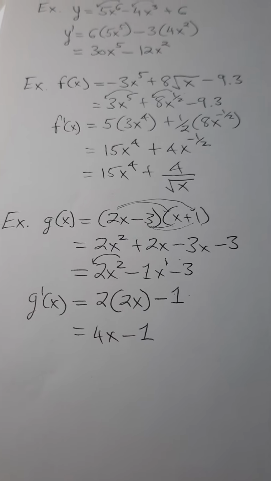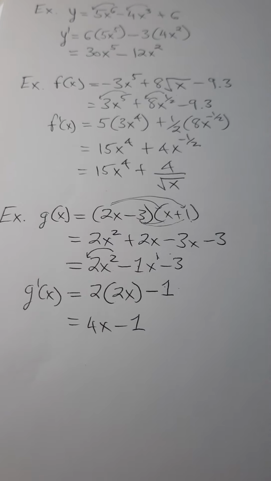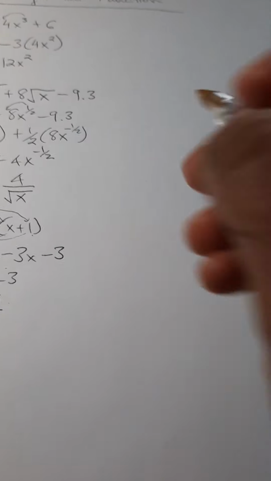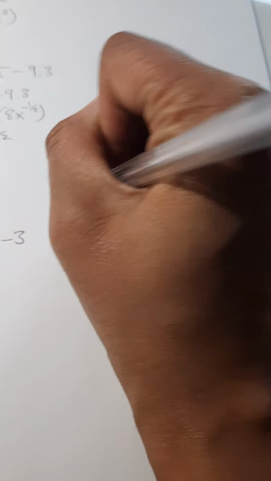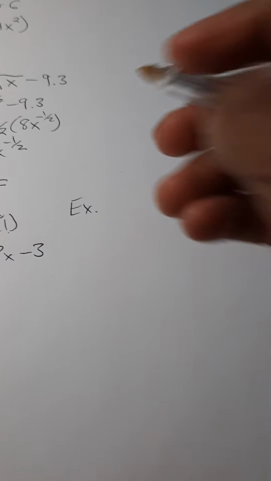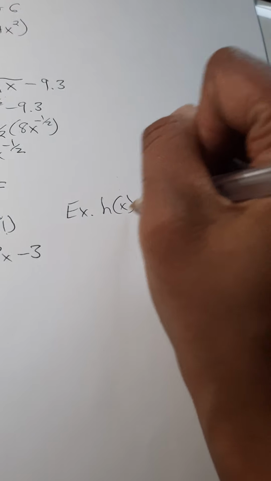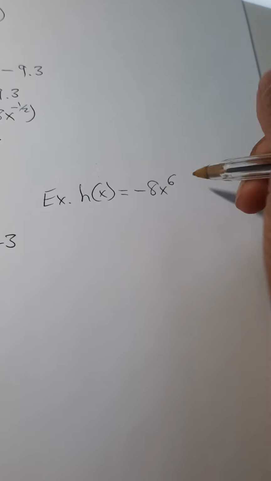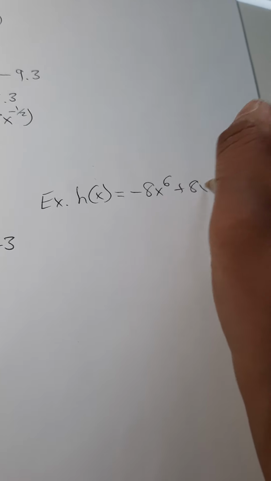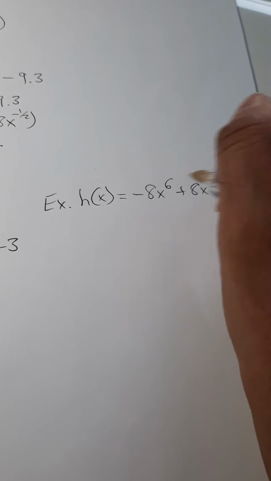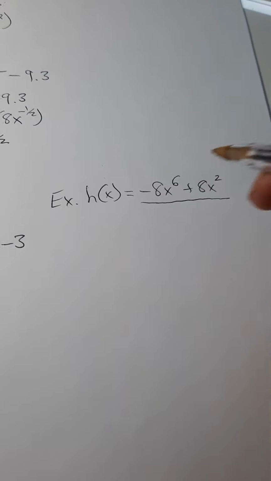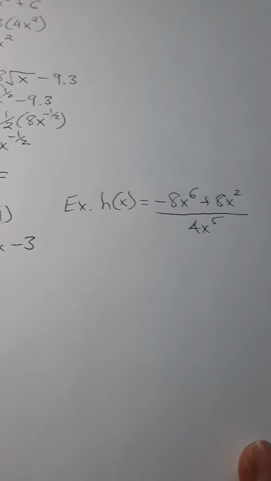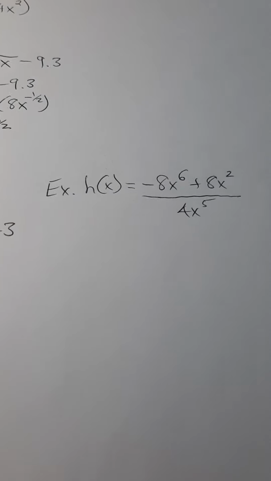All right, so with that, we're going to try just one last example, if there are no questions. So let's write it on this side right here. This time I have h of x equals negative 8x^6 plus 8x squared, and then the whole thing is divided by 4x to the power of 5. So say this is my expression.